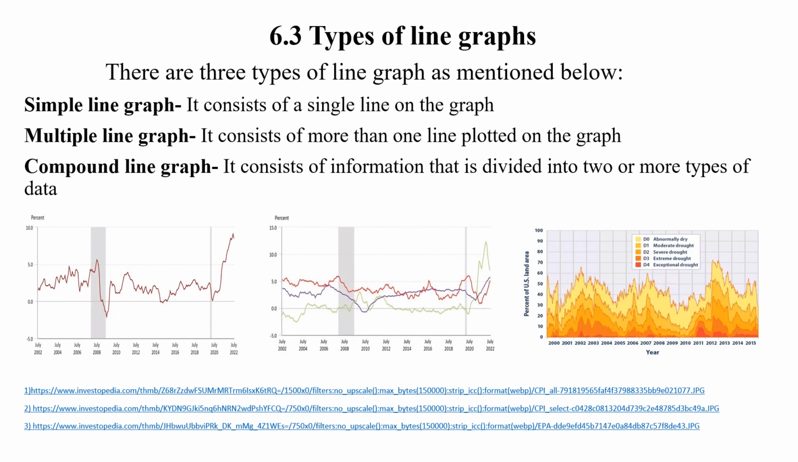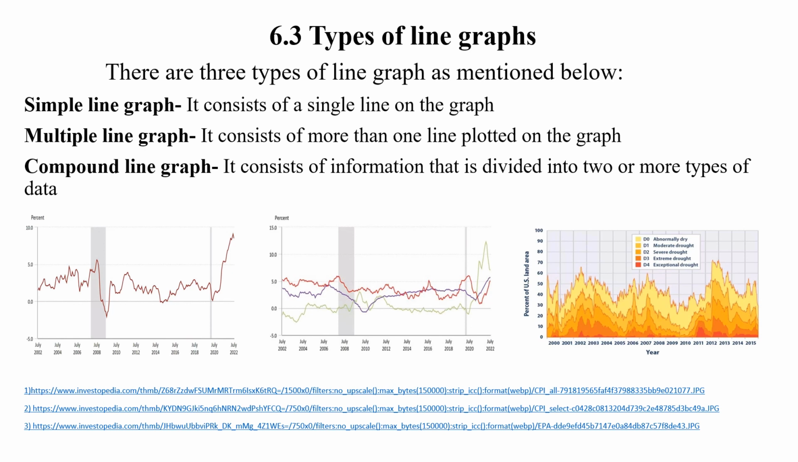6.3 Types of line graphs. There are three types of line graphs as mentioned below. The first, simple line graph. It consists of a single line on the graph. It's picture 1 on our slide. Multiple line graph. It consists of more than one line plotted on the graph. It's the middle picture. Compound line graph. It consists of information that is divided into two or more types of data. This is the last picture on our slide.